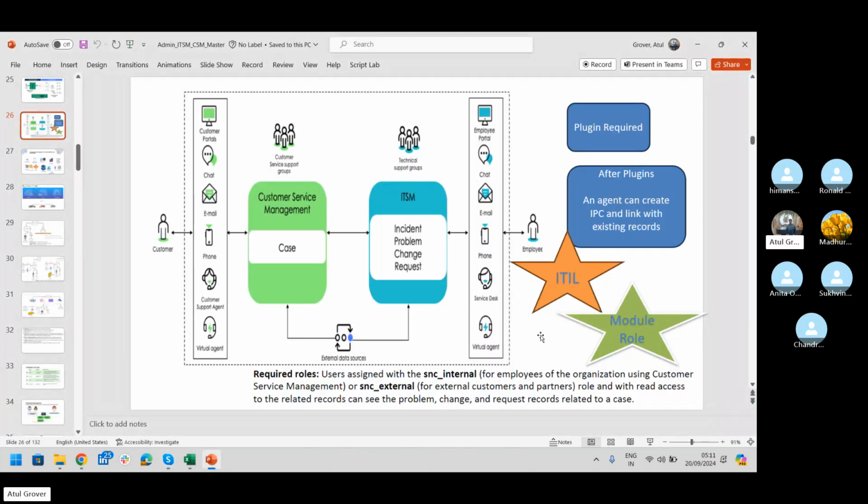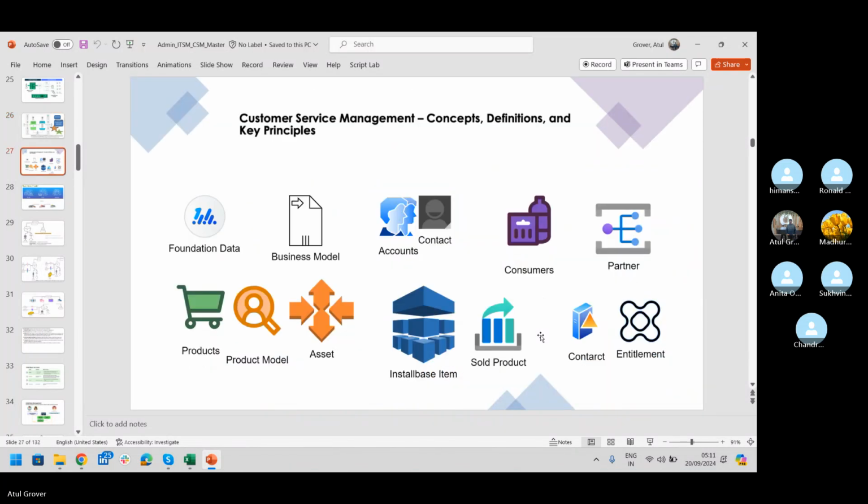Okay, now let's come to this point. In the CSM, we have these concepts, which you can see on my screen, and these are the core of the CSM. When I say core, it means if you did not understand these concepts, you can't understand CSM. We can't proceed. So in the upcoming slides, we are going to cover these topics in detail.